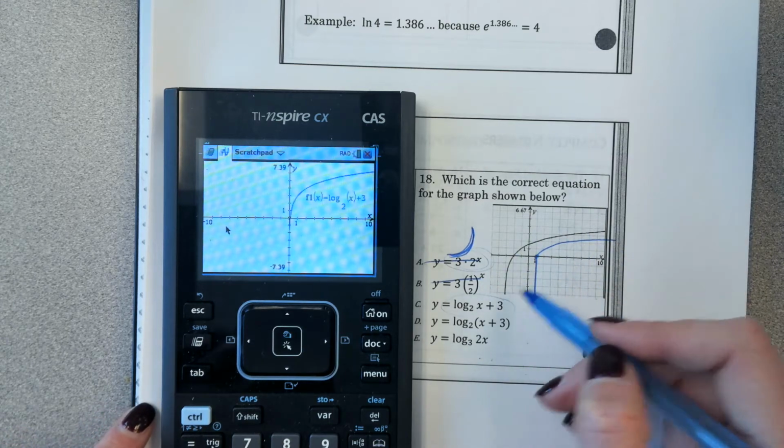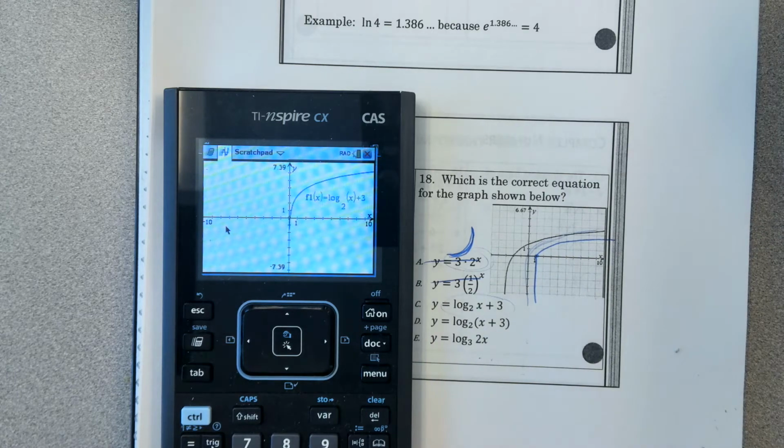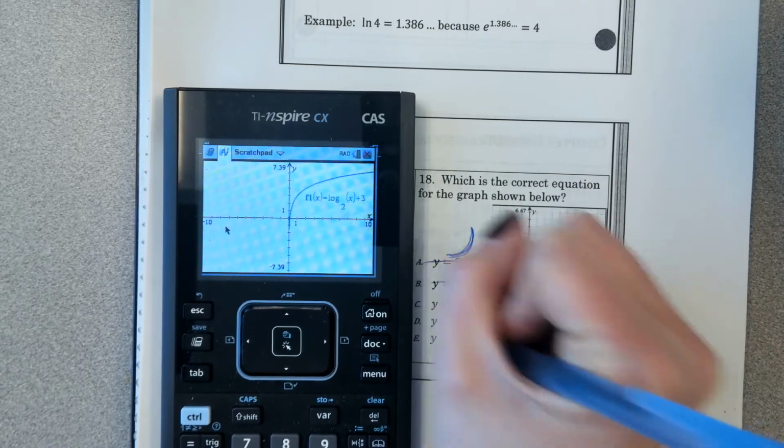Okay, so that one's close. That shows you it's here right on this line. Okay, and so that's more of our shape. So that tells you it's going to be one of these 3. It's not going to be that one.